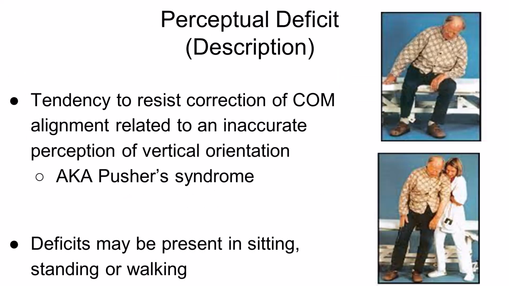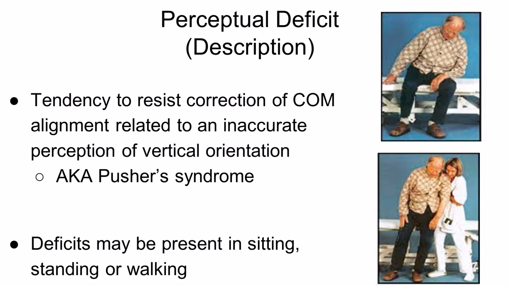Now on to the next movement system diagnosis, which is known as the perceptual deficit. It's actually a problem to resist correction to center of mass alignment related to an inaccurate perception of vertical orientation. This movement system diagnosis is describing pusher syndrome. In general, with pushers, the patient is going to push to one side or the other, most typically to the left side. And remember, pushers is due to a problem in the posterior lateral thalamus.